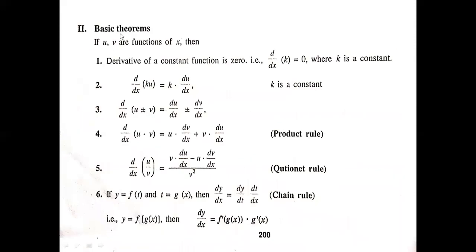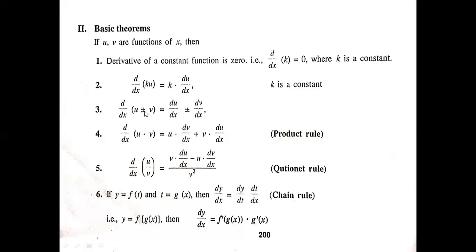Some basic theorems. Suppose u and v are any two functions of x. First, the derivative of a constant function is 0. Here we took k as a constant, then the derivative of the constant k is equal to 0. Or the derivative of any number is equal to 0. Second one, d by dx of k into u is equal to k outside, k into the derivative of the function u, d by dx of u, where k is a constant.